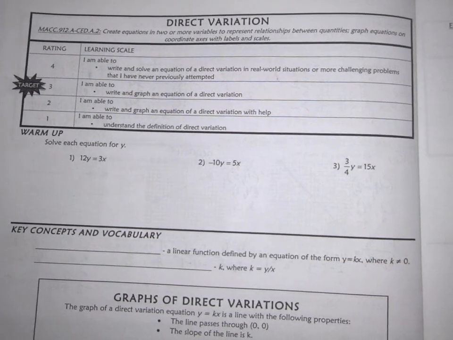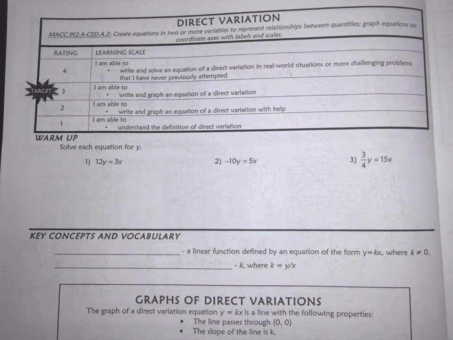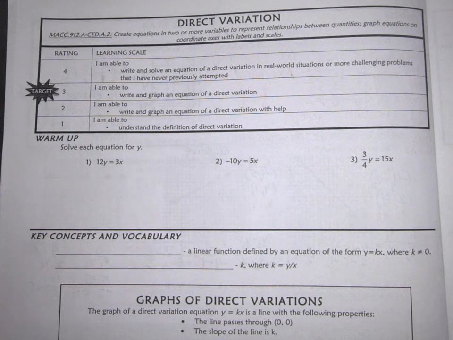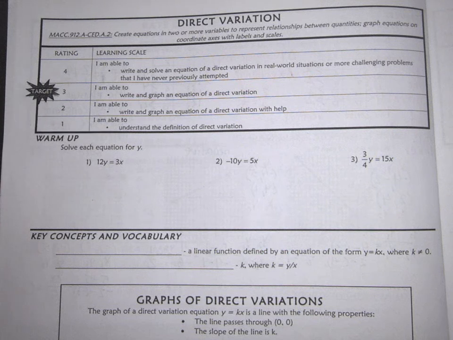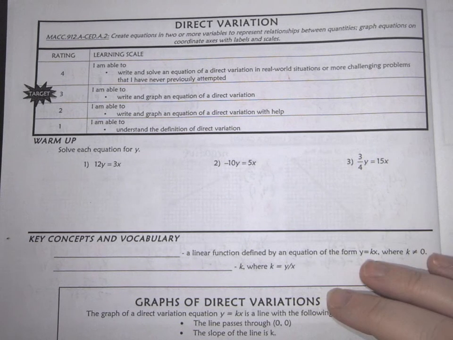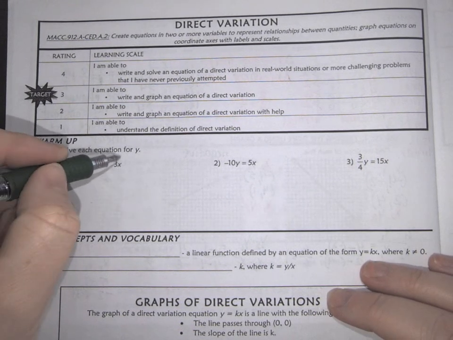So direct variation, we're going to be looking at the relationship between our x values and our y values. Before we do that, we're going to practice just solving some literal equations, and we're going to be solving for y. And when we get to looking at direct variation, you're going to see exactly why we're focusing on that first. So here I have 12y equals 3x.